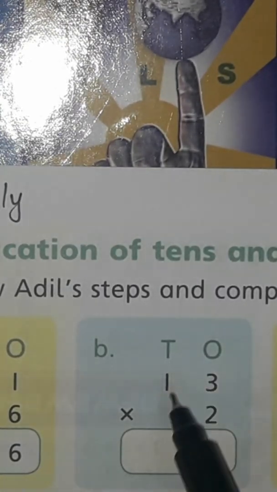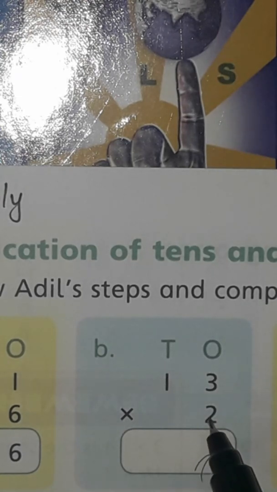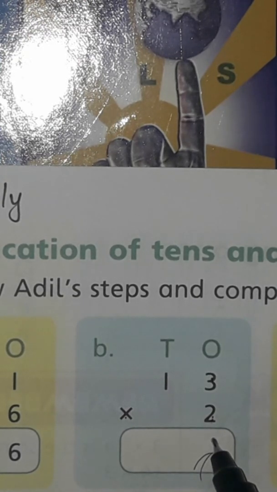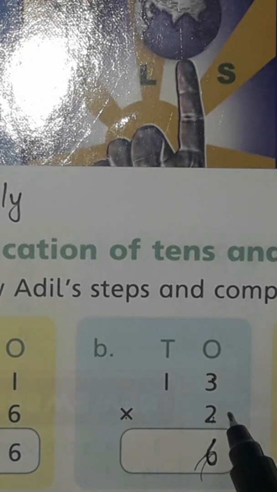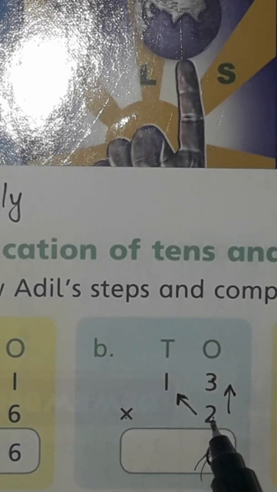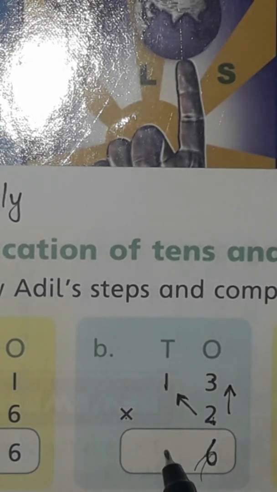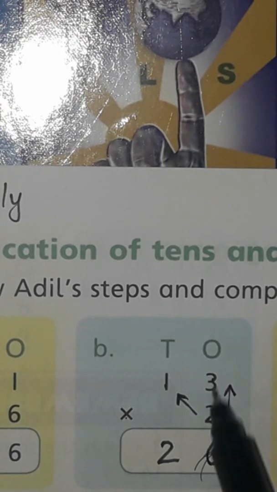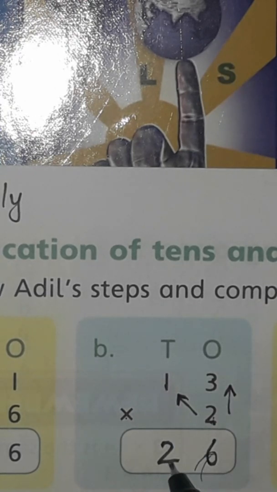Ones, tens, 13 multiply by 2. Read table of 2. 2 3s are 6. We are solving ones column. 2 3s are 6. Then we read table of 2. 2 1s are 2. 2 3s are 6. 2 1s are 2. The answer is 26.